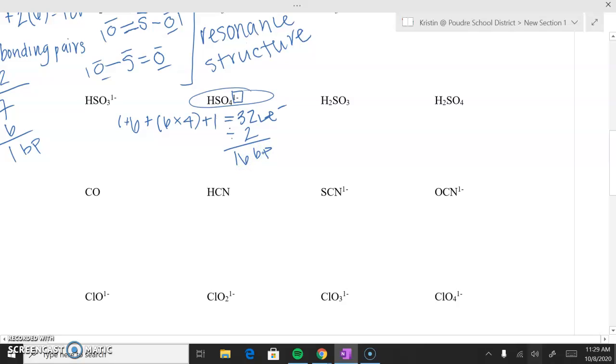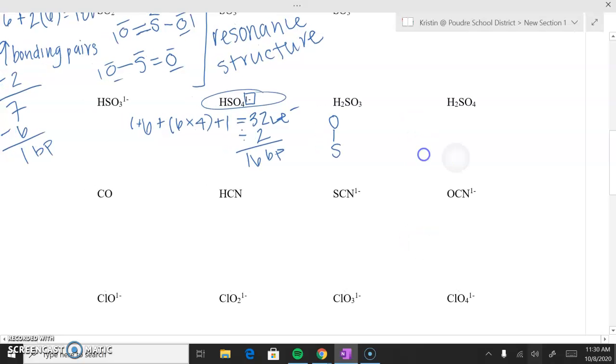All right. Now we need to think about what our central atom is going to be. And in this case, our central atom is going to be sulfur, because hydrogen can never be the central atom and oxygen is more electronegative than sulfur. So sulfur is our central atom. So I'm going to put it in the middle. And then I'm going to use my bonding pairs to attach my oxygens.